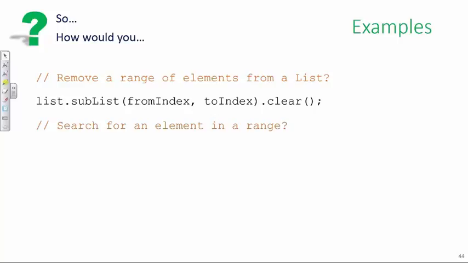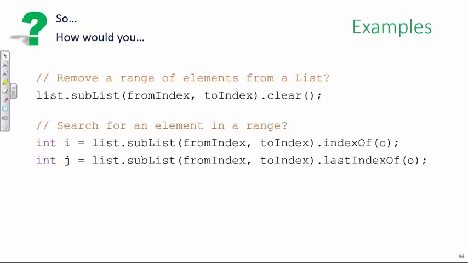The clear method is meant to clear an entire collection. You get a sublist and you call clear on it, you clear an entire collection, except that that collection happens to be a view which is a sublist of another list. So if you want to remove all elements from index 5 to index 15, there you go. You sublist your main list, and then you clear the resulting sublist, and you're done.